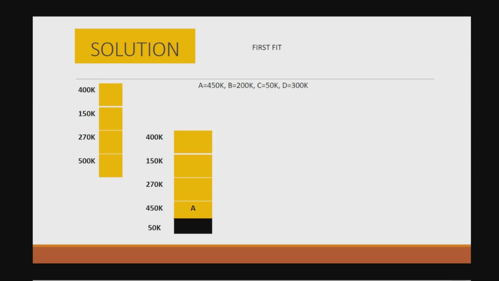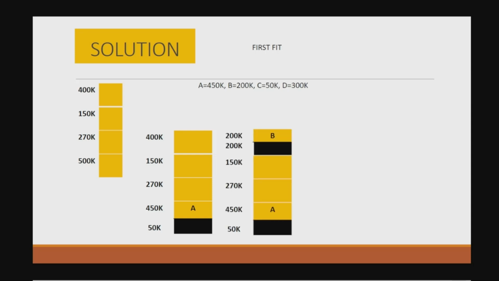The next part, process B. For the first fit algorithm, look at the first block. The size of this block is 400k. The size of process B is 200k. So the rule is go for the first one that fits the process, and it will allocate to that block. So process B will be here at the first block, 400k. So 200k is allocated for process B, and 200k is unused.